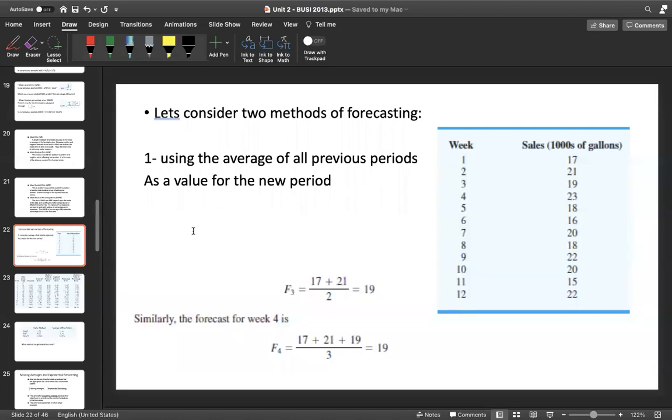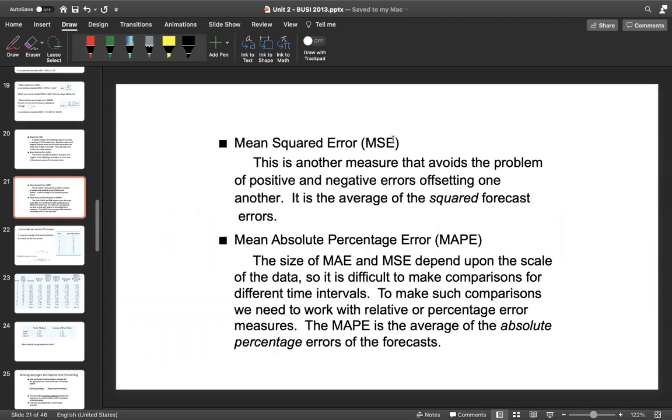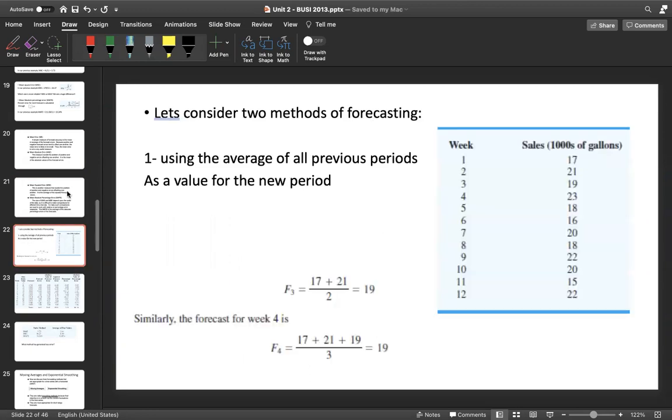Okay, slide number 22. Now that you know how to calculate all those errors: ME, mean error, MAE, mean absolute error, MSE, mean squared error, and MAPE, mean absolute percentage error. So having them all, now we can consider two methods of forecasting, and we are able to compare them together and see which one's better.